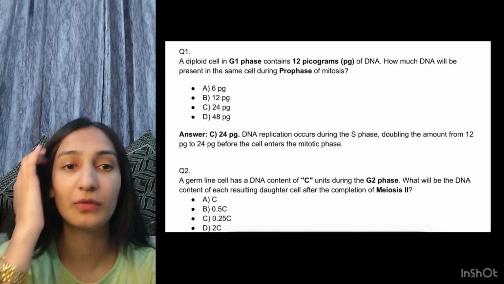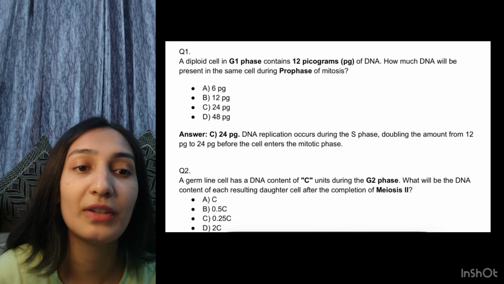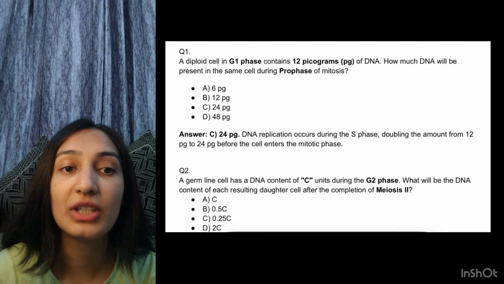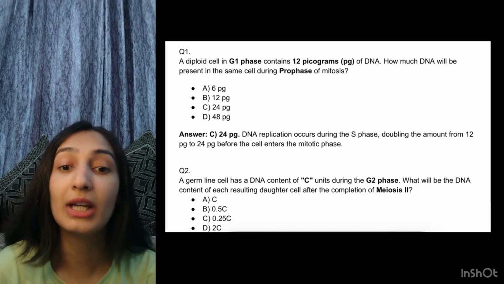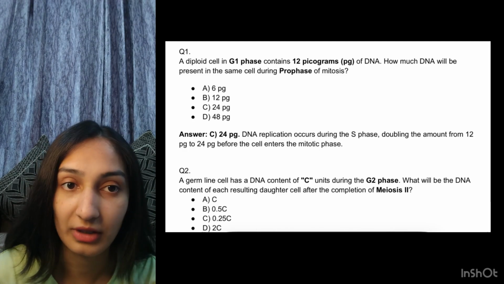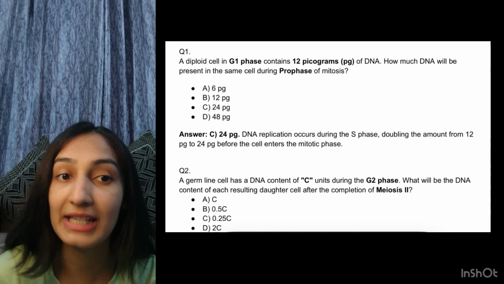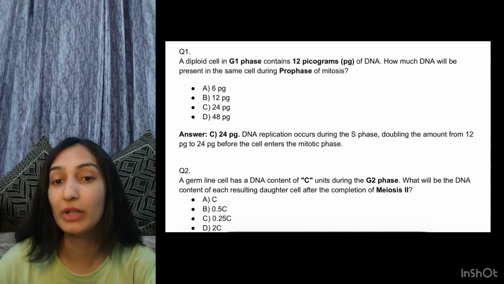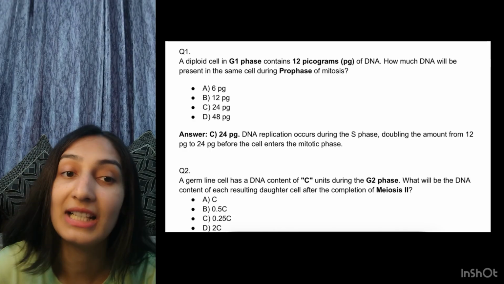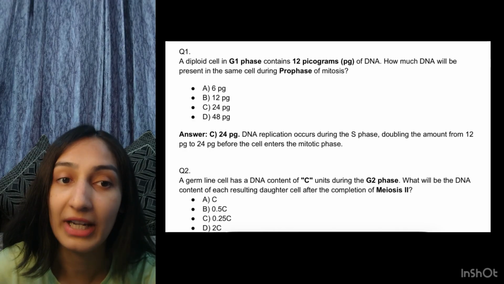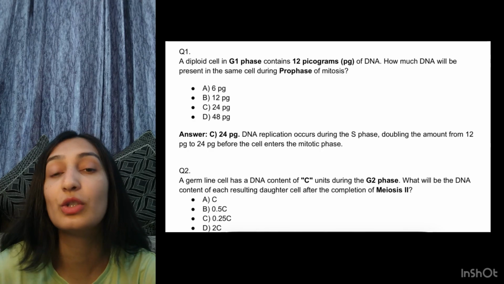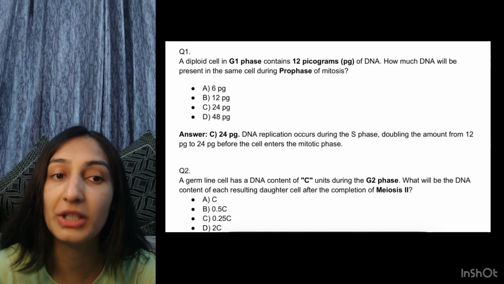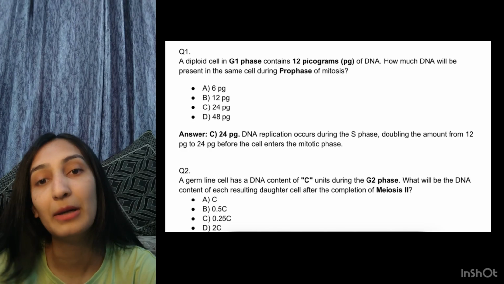Okay, so the first question over here is: a diploid cell in G1 phase contains 12 picogram, that is pg, of DNA. How much DNA will be present in the same cell during prophase of mitosis? The options are 6 pg, 12 pg, 24 pg and 48 pg. So according to you guys, what should be the answer? The answer is C, that is 24 pg. Why so? Because DNA replication occurs during the S phase, doubling the amount from 12 pg to 24 pg before the cell enters the mitotic phase.